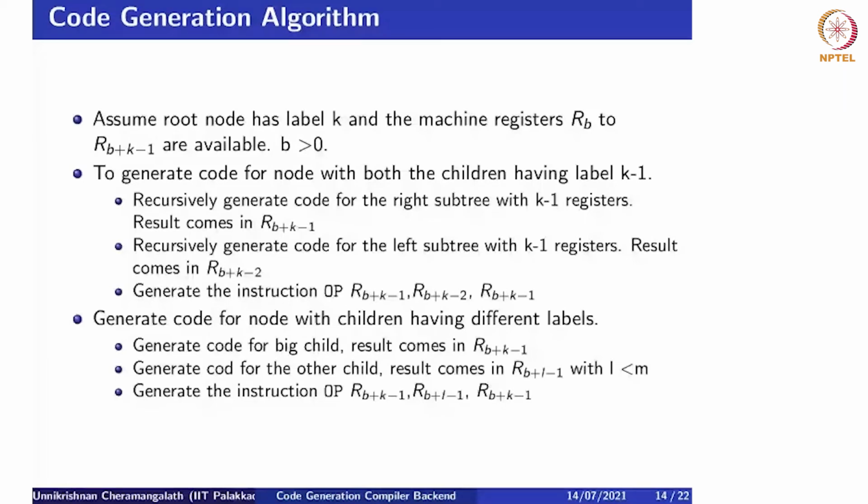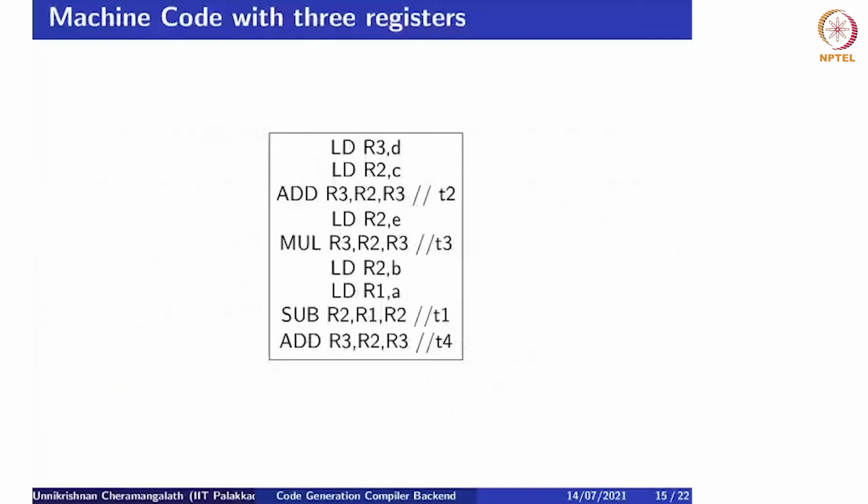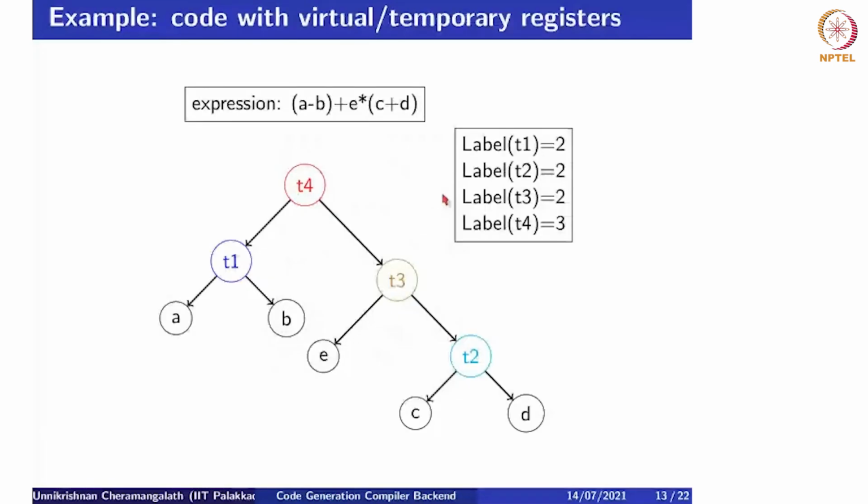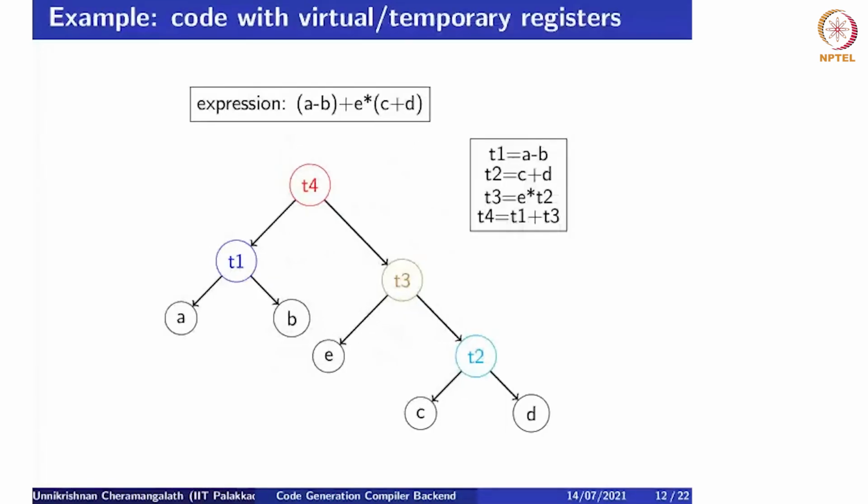Okay, so let's take the example here, for example T2. What was T2? I have to go back. T2 is C, D. The right subtree is D, the left subtree is C, and both the nodes have the same label, so both the children have the same label. So what you'll do is generate code for the right subtree, generate code for the left subtree, and the result will be stored in the register which computed the result for the right subtree. Am I right?